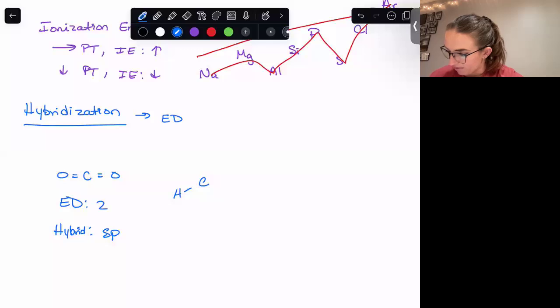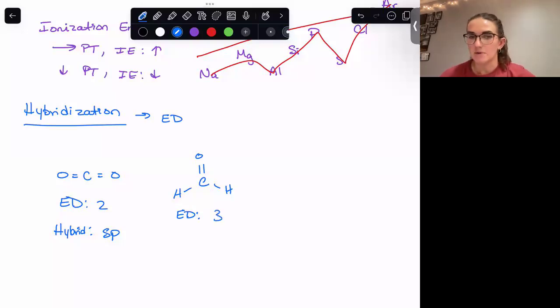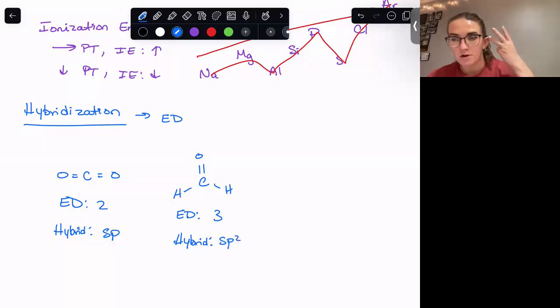If we have this here, how many electron domains do we have? Good, we have 3. So how many hybrid orbitals do we need? We need 3 hybrid orbitals. What are those 3 hybrid orbitals going to be? Good, sp2, right? We have 3 p orbitals that we can choose from. We only need 2 of them. So we're going to always use the s and then use as many p orbitals as we need.